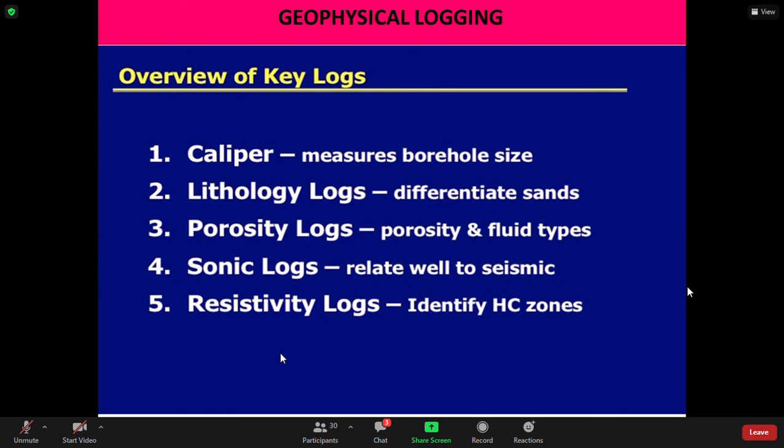So the difference in the resistance to flow of electric current will help us to differentiate or to discriminate each fluid type in each formation.